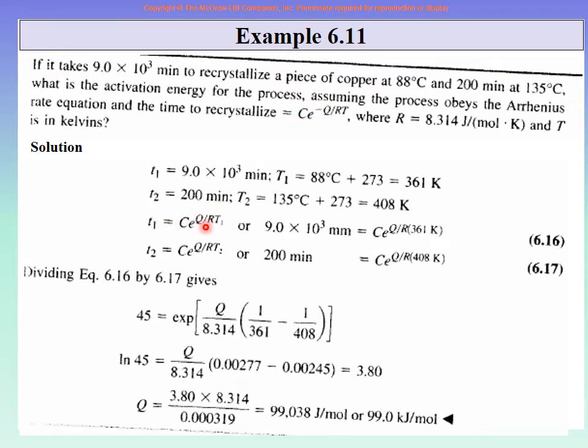So we are just learning the methodology. So this is the first equation. So t1 is 9 into 10 raised to 3, and C e^(Q/RT1), you put the values. But as you are seeing, they are leaving R there for now.